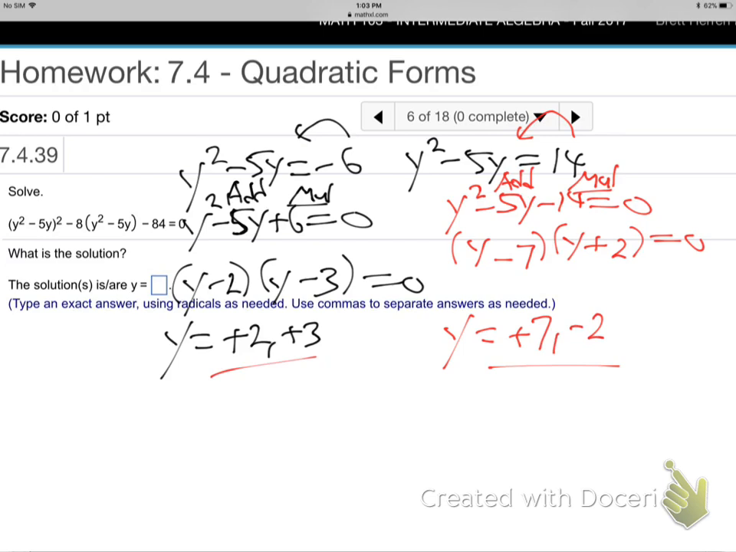So the actual final answer is they want all 4. So 2, 3, 7, negative 2, any order you want, list those with commas. 4 answers. First time we've had 4 answers, I think. We're getting to advanced algebra at this point. Questions on that one? Are we good? Does that make sense how that worked? So that's what we're doing on all these problems.